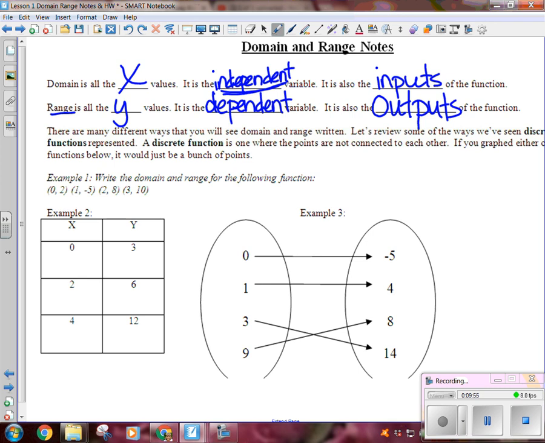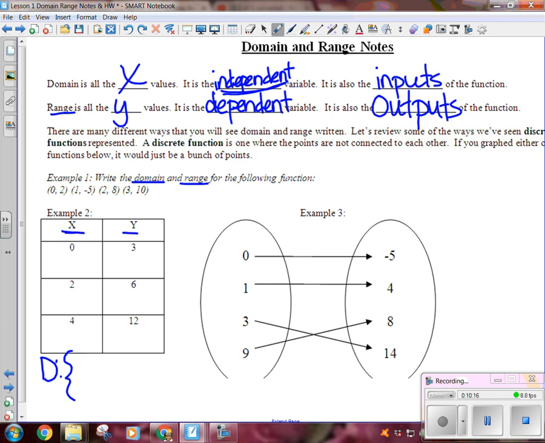Example 1 says write the domain and range for each of the following. These are going to be very simple examples. I'm going to use a capital letter D and a colon. Then I'm going to use a brace, which looks like those squiggle lines, and I'm just going to list every single X value that's in the domain.